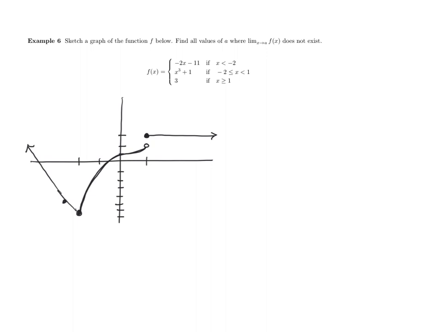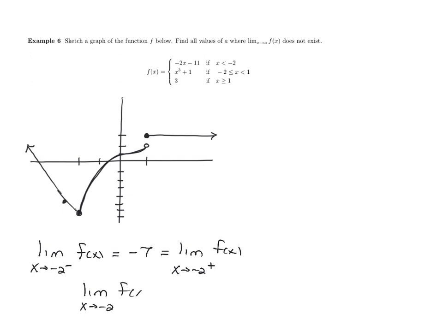So where does the limit not exist? There's only really two numbers to consider, -2 and 1. Here at -2, does the limit from the left equal the limit from the right? And the answer is, yeah. I'm going to write this down as a fact. The limit as x approaches -2 from the left of this function is equal to -7. That's also equal to the limit as x approaches -2 from the right of this function. And this means the limit as x approaches -2 overall is equal to -7. And so it exists.